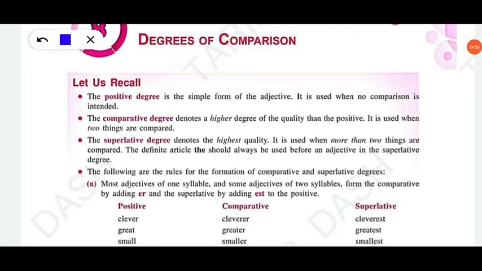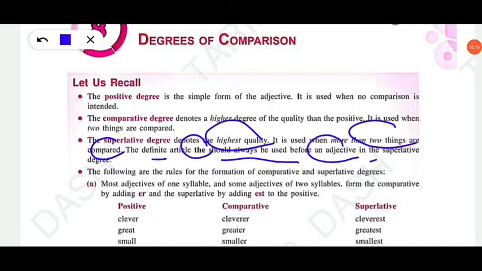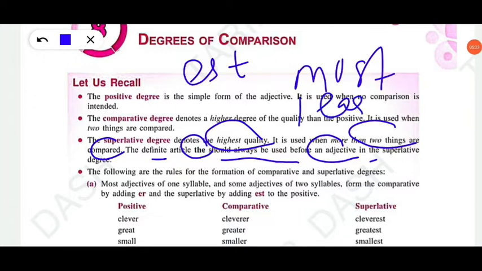The superlative degree denotes the highest quality. It is used when more than two things are compared. The definite article the should always be used, as we have already discussed. The definite article should be used when we compare one with all others, more than two things, before an adjective in the superlative degree. And we use the est form: wise, wiser, wisest. Or you can also use most or least.